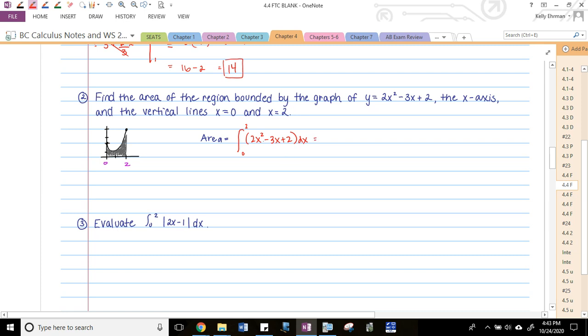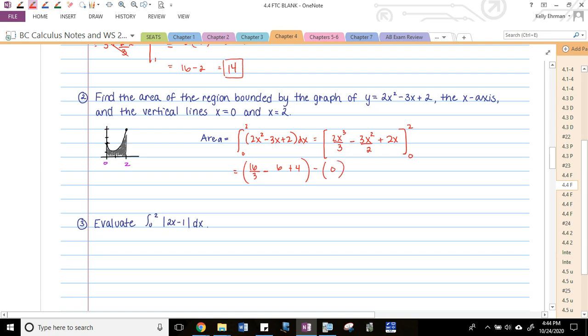And let's find the antiderivative of each term. So x squared becomes x cubed over 3. So you have 2x cubed over 3 minus 3x squared over 2 plus 2x evaluated from 0 to 2. Right? When you put 2 in, you get 16 thirds minus 3 times 4 divided by 2, so minus 6, plus 4, minus, when you plug in 0, you do get 0.